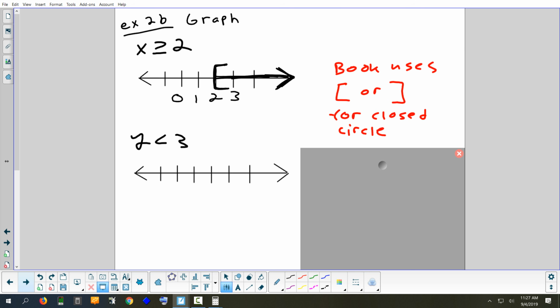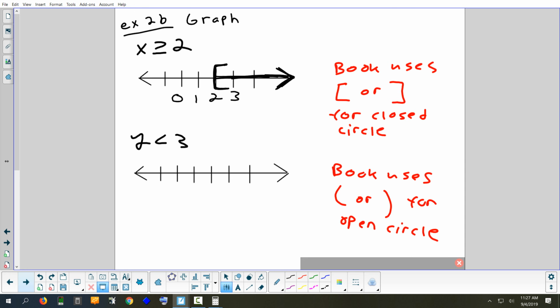Using the symbol in our book, bracket. Now, the book uses a bracket for a closed circle. Any guess on what symbol they would use for an open circle? It's going to be kind of similar to that, but yep. They use a parenthesis. Think of a bracket like a bracket closes things in more. That's how I think of it. Where a parenthesis is more open, the bracket is closed in a little more. It's got 3 sides on it. Closes it in. All right, so bracket, closed circle, parenthesis for open.